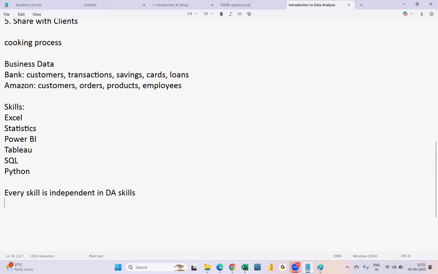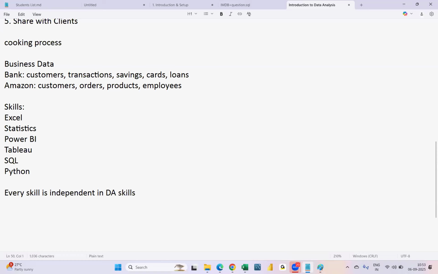You won't get this in any other course, because in other courses there will definitely be a dependency. If you want to learn skill A, you need to have skills X and Y. Some starting point would be there where you need to start. But in data analysis it is not like that. Wherever you start, it is like a fresh thing for you. Everything is independent. So that is one point please keep in mind.